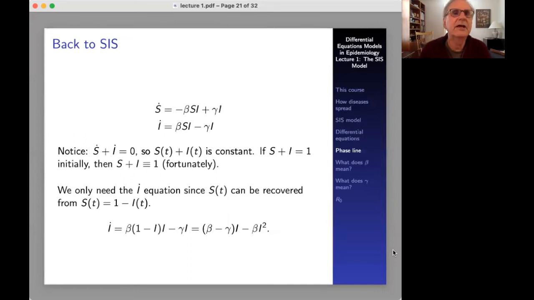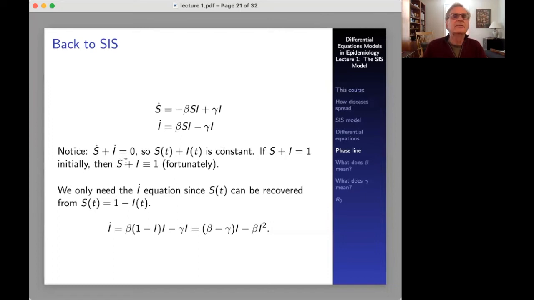So back to our SIS model. Here it is. I hope you remember it. S is susceptibles, I is infectives. One thing to notice about this model is that if I add S dot and I dot, everything cancels and I get 0.